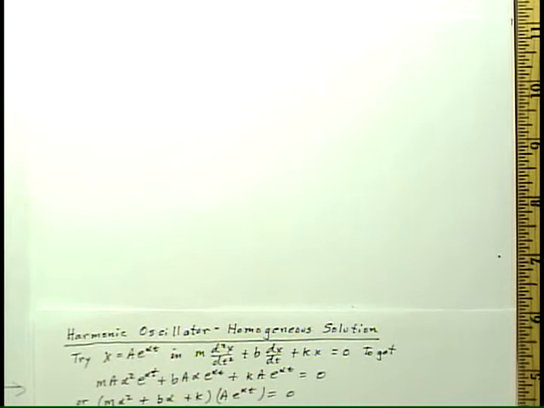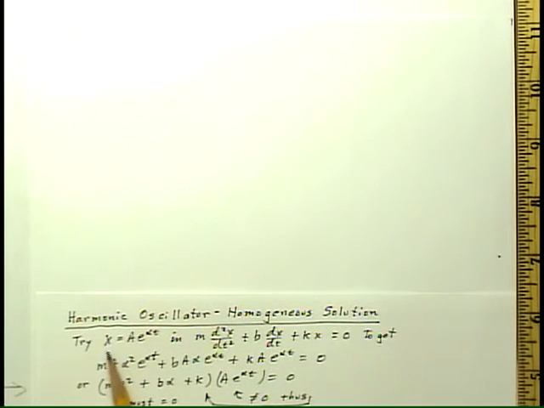We now want to begin looking at the solution of the homogeneous equation. We will try, as we just suggested, the solution x is equal to a e to the alpha t, and we will plug that into this equation to get the following result. This is straightforward because the second derivative pulls down 2 factors of alpha, the first derivative 1 factor of alpha, and this term no factors of alpha at all.